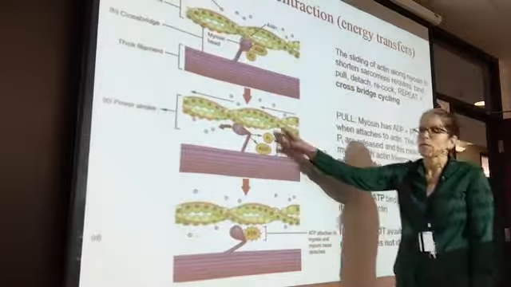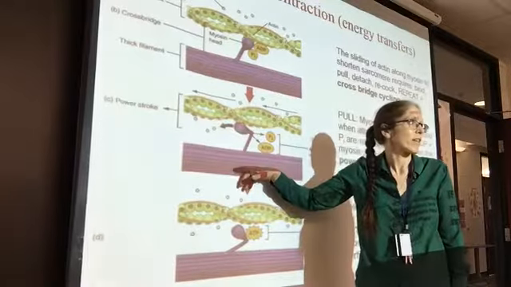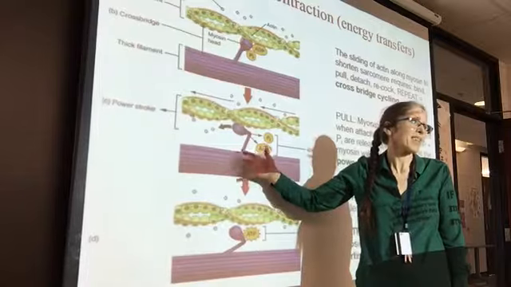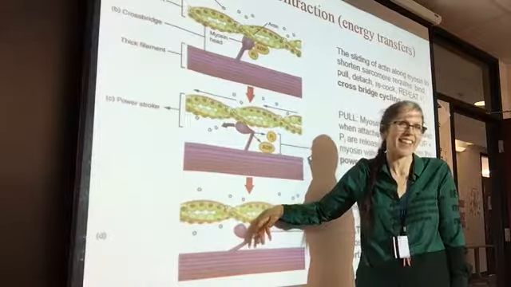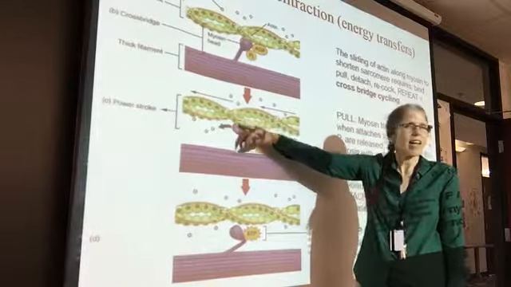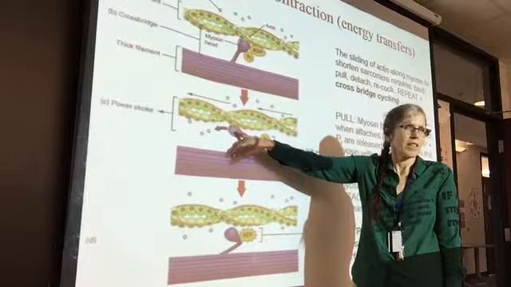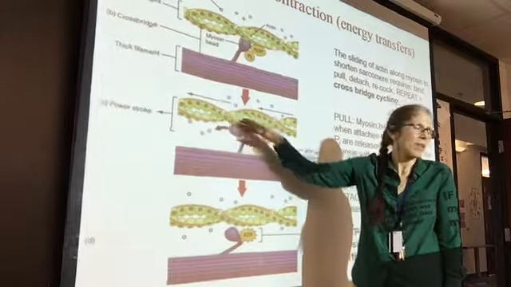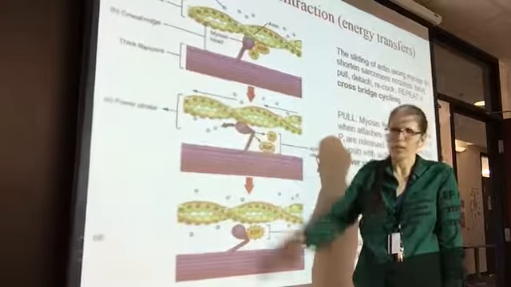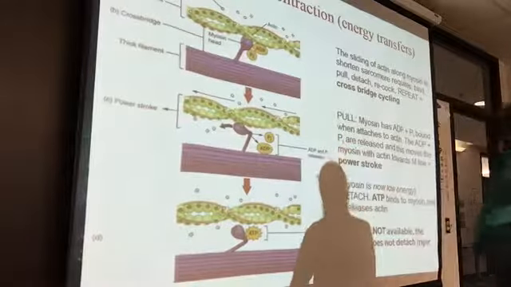So here's what I was talking about with something like rigor mortis. Because when you die, your mitochondria aren't going to keep making ATP, right? And so you would stay in this position, right? And then enzymes and bacteria would degrade this connection, and that's why you relax after about 24 or 48 hours.